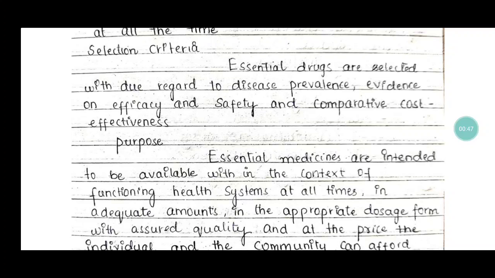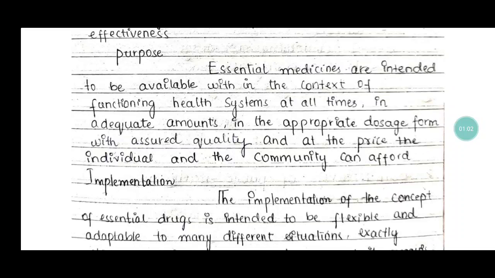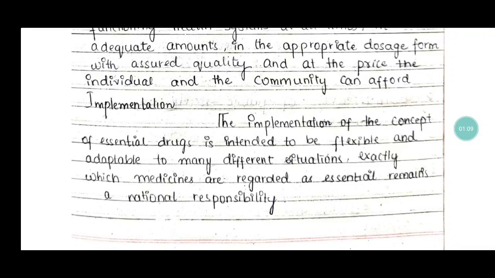So what is the purpose of essential drugs? They are intended to be available in the health system at all times, in adequate amounts and appropriate dosage forms, with assured quality, and at a price the individual and the community can afford. So what is the implementation for essential drugs? The implementation is intended to be flexible and adaptable to many different situations, and exactly which medicines are regarded as essential remains a national responsibility.